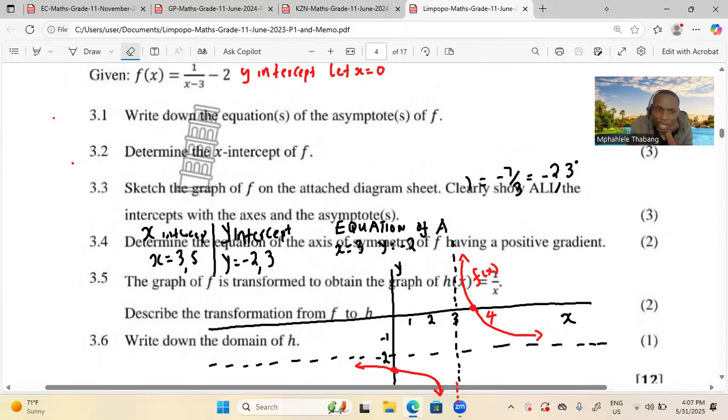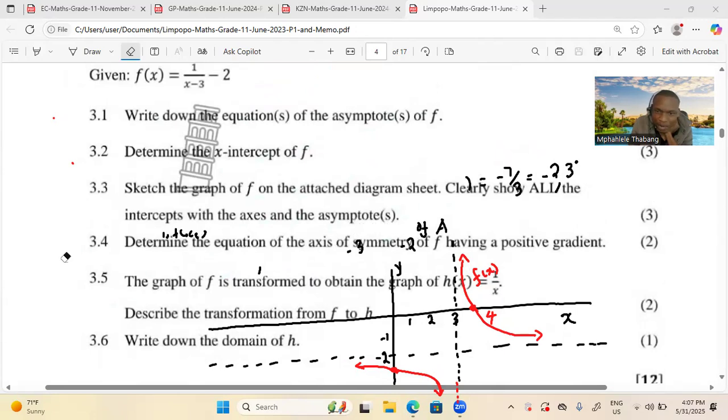Okay, now the next question is on 3.4. Let me erase everything here. The only thing I will leave is a graph. I might need this graph when I solve other problems. So I am now on 3.4. Determine the equation of the axis of symmetry of f that has a positive gradient.